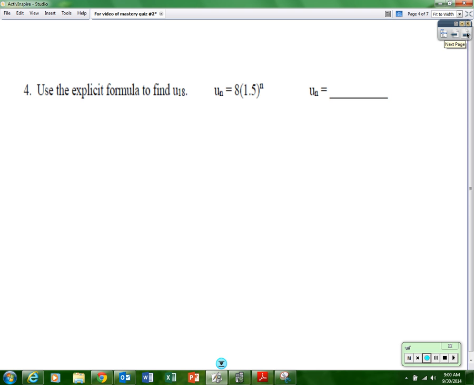Number 4. Use the explicit formula to find U sub 18. Okay, same thing, except this one you'll notice is geometric because the n is an exponent and we're multiplying. All right, so we're going to simply replace the n with 18. So 8 times 1.5 to the 18th power.